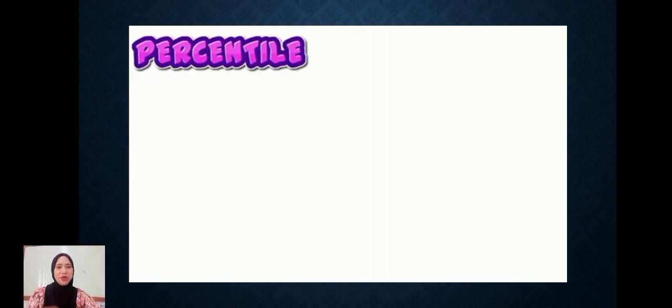So now we have to go to percentile. Yung kanina sa quartile, 4 na equal parts. Yung decile, we have 10 equal parts. And guess what?